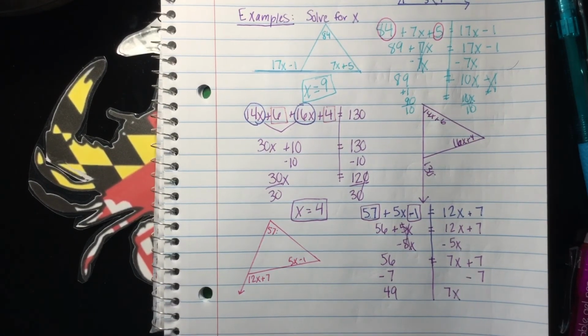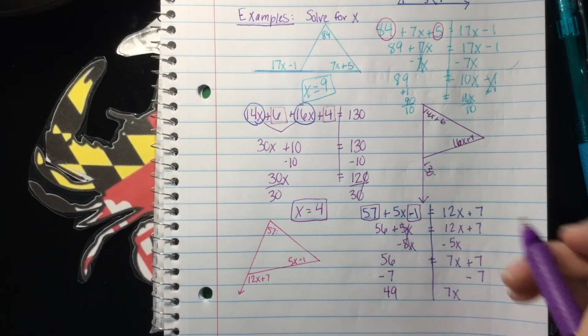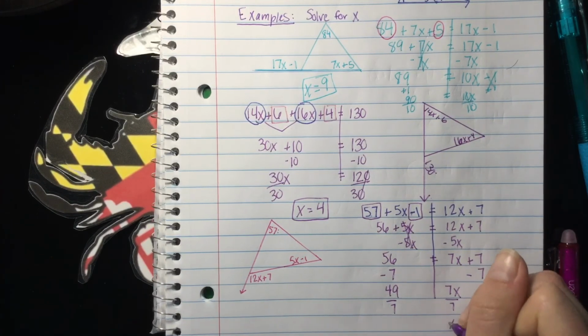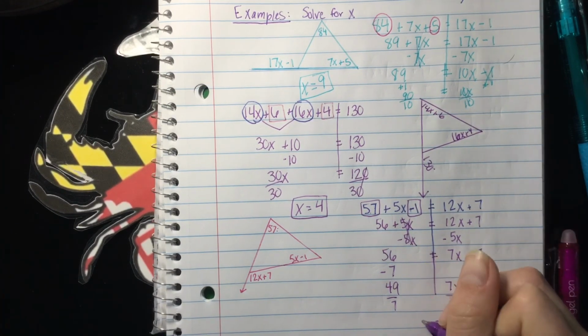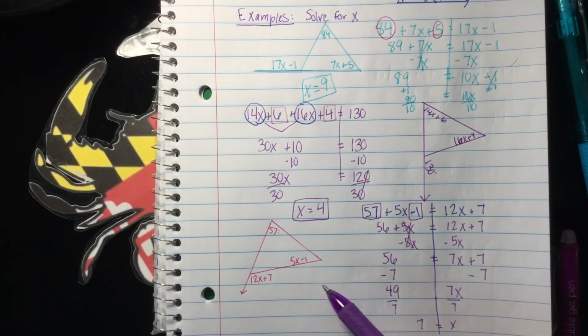And to get the x by itself, I perform the opposite operation. Remember, those are stuck together with multiplication. So the way to get them apart is division. Divide by 7, divide by 7. And x equals 49 divided by 7. You guys can do that. You're smart. Equals 7.